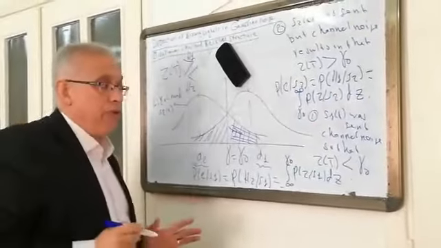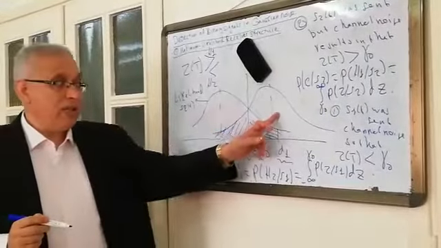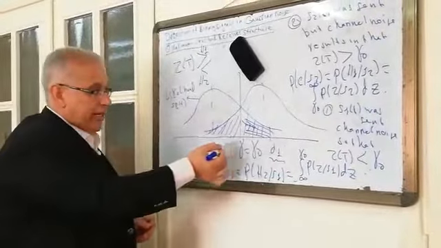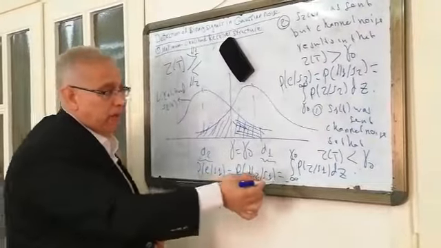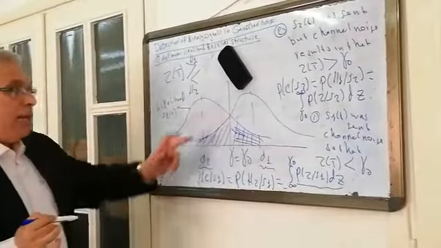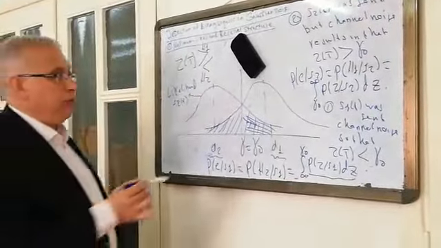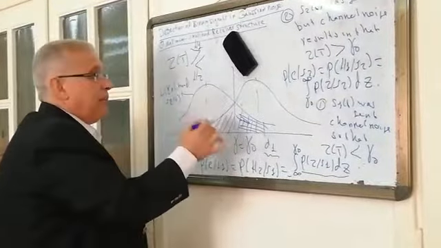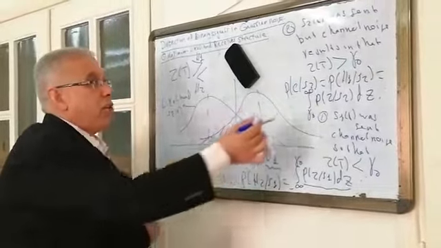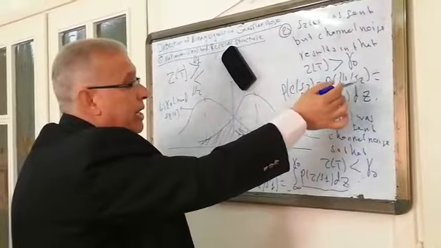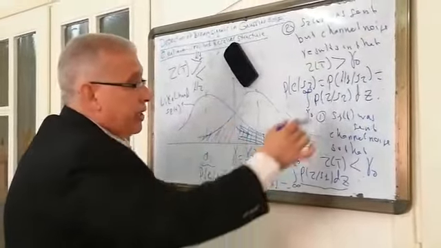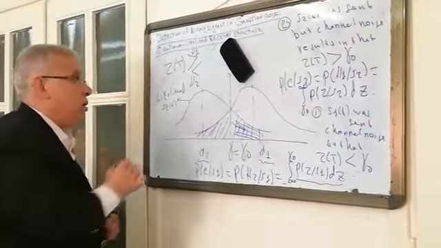So we have two types of error. Number one: S1 was sent, the channel noise affects it, so the output will be less than the threshold. So the calculation will be from minus infinity up to the threshold of the likelihood of S1(t). Then the second type of error: S2 was sent, but again the channel noise affects it so that the output will be more than the threshold. In this case, the error will be P(H1|S2). The calculation will be from the threshold up to infinity for the S2 likelihood.